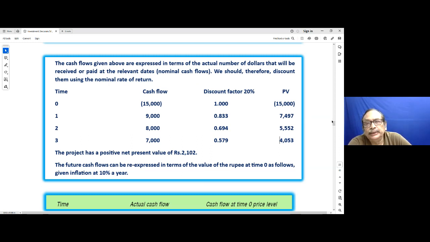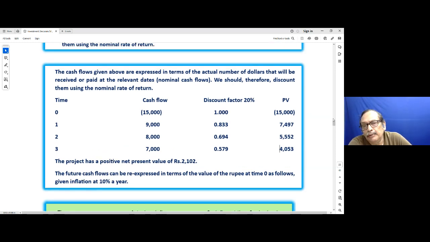That is discounting factor 20%, and we get the cash flows, discounting factor at 20%, and the present value. So cash flows, that is cash outflow 15,000, discounting factor at the rate of 20% at time period T0 is 1.